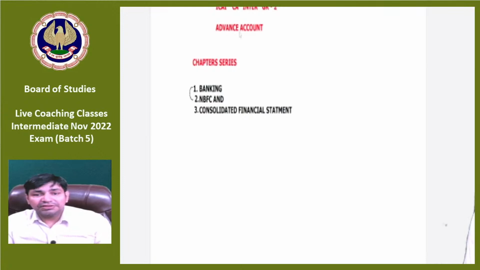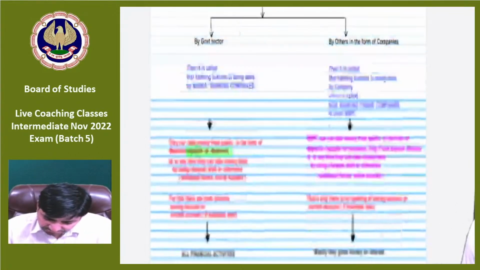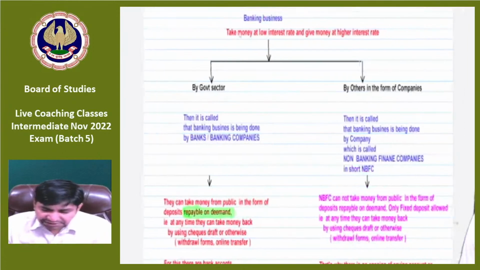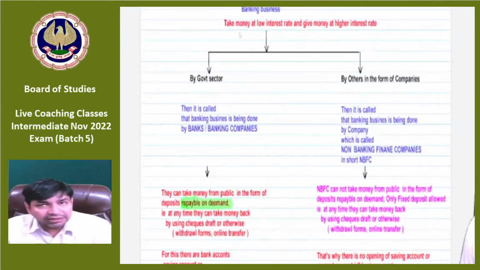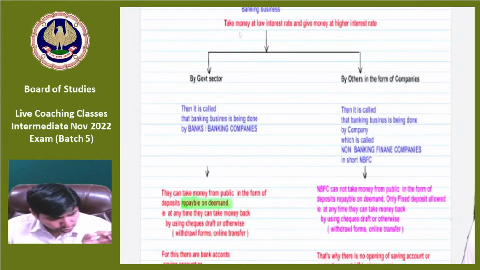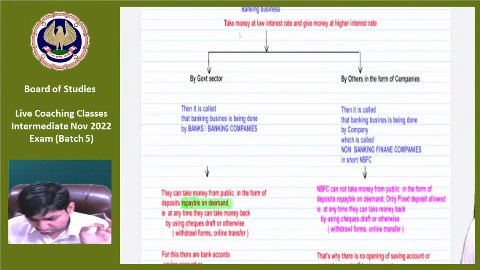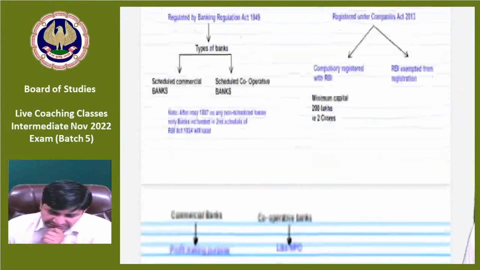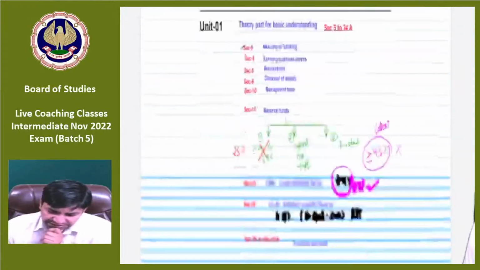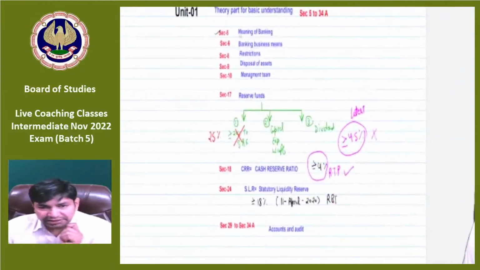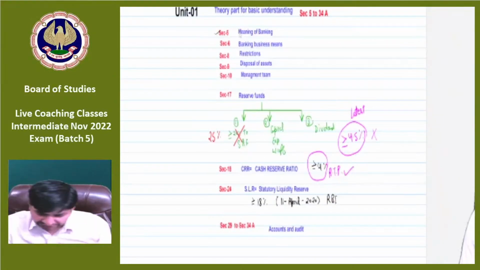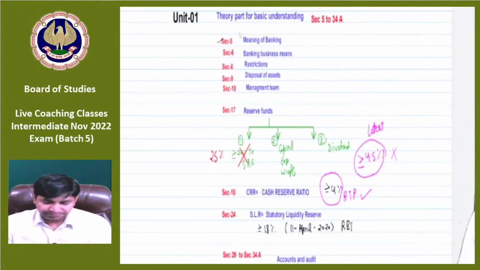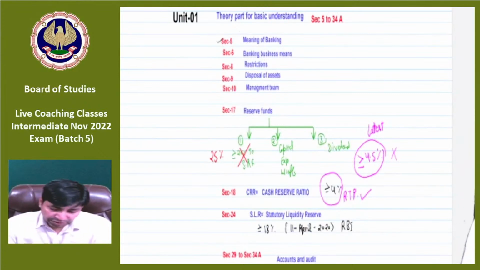As I told you, this is the series being done by me with you all. In the case of banking companies, we did all the theory part. Two or three points related to theory are pending, which are to be covered in today's lecture. After these types of banks and banking business, I told you there is theory in unit 1. The rest, unit 2, you already know.